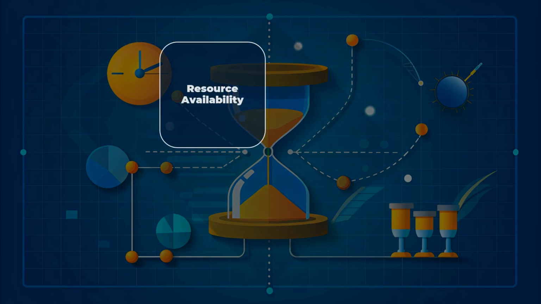The first factor is resource availability. Resource availability refers to the accessibility and allocation of resources needed to complete project activities, including personnel, equipment, and materials. Impact: limited or fluctuating availability of resources can extend activity durations, while optimal availability can streamline progress.